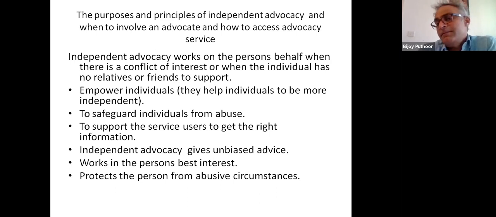In those cases, there could be an independent advocacy service who will be working impartially so that the person gets the right support and the right number of hours for that support in this example.